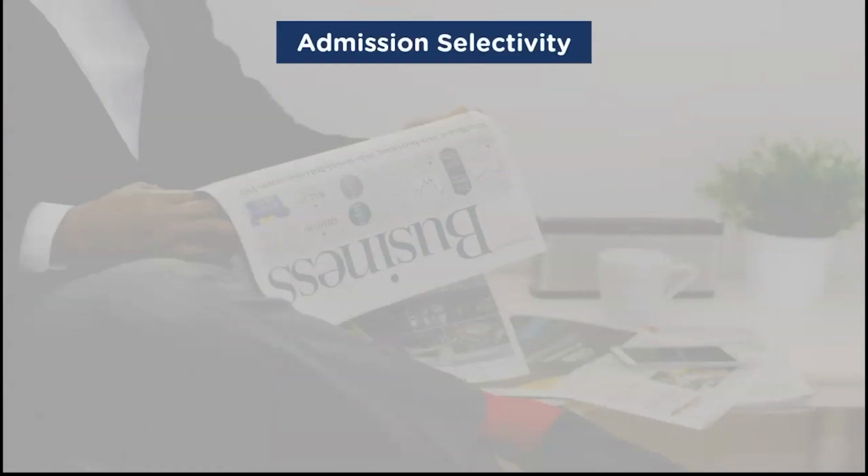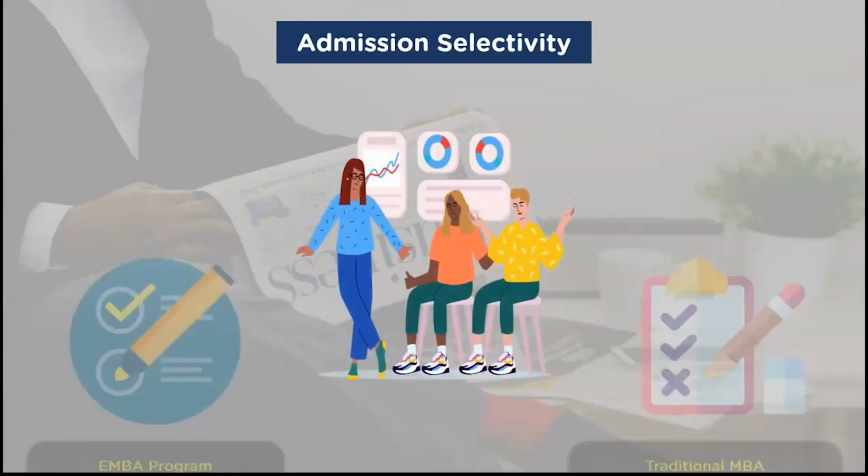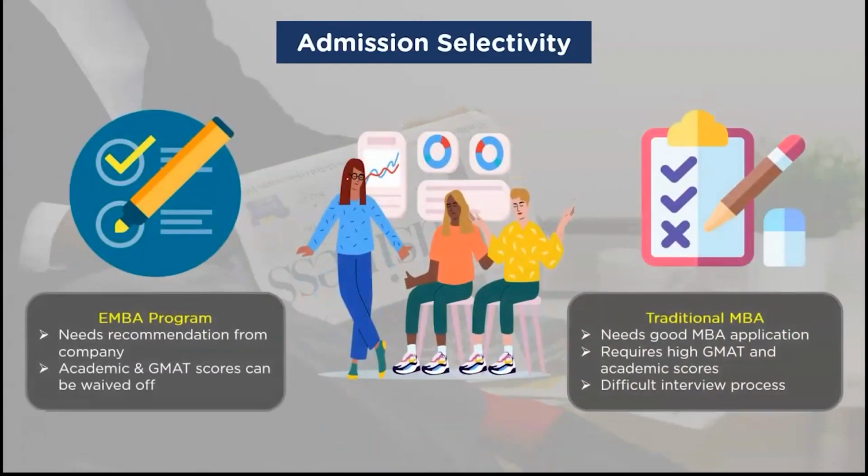The next topic is admission selectivity. An EMBA is not as rigorous as a full-time MBA. The intake capacity is lower for this course. Additionally, the acceptance standards are less stringent, including low GMAT score averages being one example. Regular MBA programs, on the other hand, are incredibly competitive, with acceptance rates of less than 10%. You need to have a very high GMAT score in order to get selected into this MBA program.